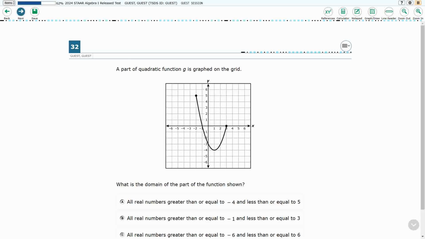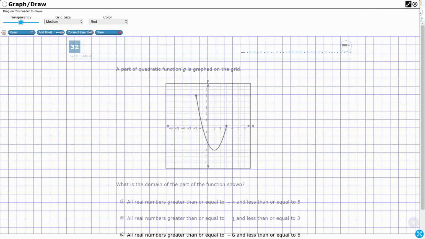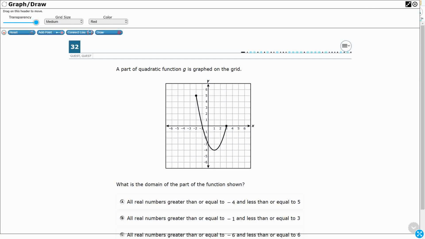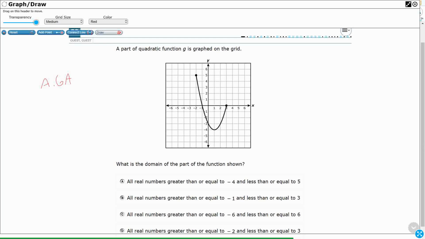For number 32, we are looking at quadratic domain and range. This is A.6a. And as you can see, we have part of a quadratic function, but domain and range is the same for quadratics, linear equations, exponential functions. Doesn't really matter. We need to understand what is the difference between the domain and what is the difference between the range. Okay, so let's define both, because if we don't know that, then we are just going to be guessing here. And in order for us to know what the domain is, we need to know what the range is, because those are two separate things.